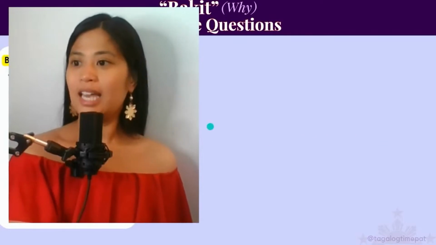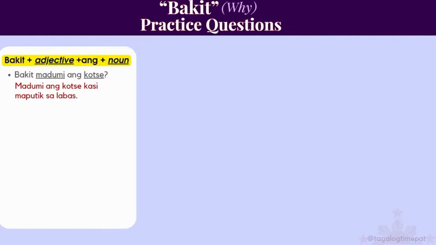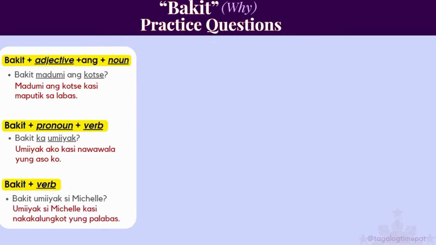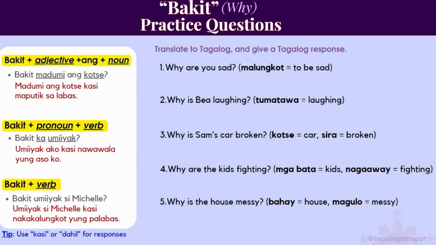Here on the left side, again, are the different ways to use bakit. So bakit plus an adjective, then ang, then a noun. Bakit madumi ang kotse? Why is the car dirty? Or bakit plus the pronoun plus a verb. Bakit ka umiiyak? Or bakit plus a verb. Bakit umiiyak si Michelle? Why is Michelle crying? Okay, so those are the different sentence structures when using bakit. And just a tip, when you're making a response, you can use kasi or dahil. Remember, that means because.